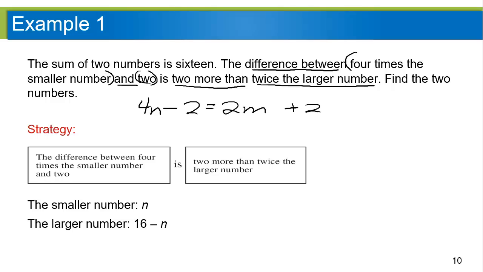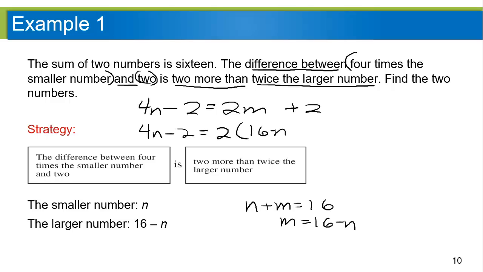We'll just give it a different variable for now, but we can actually put those two things in terms of the same variable because they gave us this idea here that the sum of the two numbers is 16. So we know n plus m equals 16. So m equals 16 minus n. We can do that substitution, and all of a sudden 4n minus 2 equals 2 times (16 minus n) plus 2, in parentheses, right? Because it's 2 times m, and if m equals all of that, then all of that stuff has to get multiplied by 2.